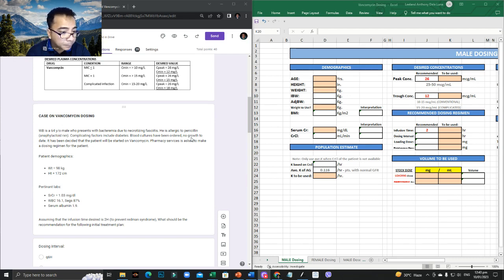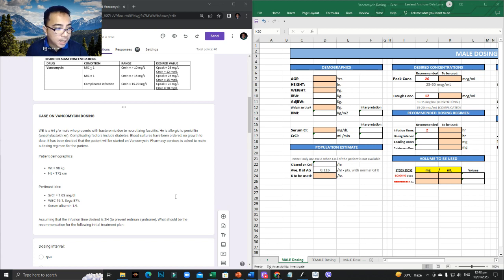Demographics include the weight of our patient, which is 98 kilograms. Height is 172 centimeters. Then serum creatinine would be 1.03. WBC count and segmenters 87%, 16.1 for WBC. Serum albumin is 1.9. Assuming that the infusion time desired is 2 hours to prevent Redman syndrome, what should be the recommendation for the following initial plan?